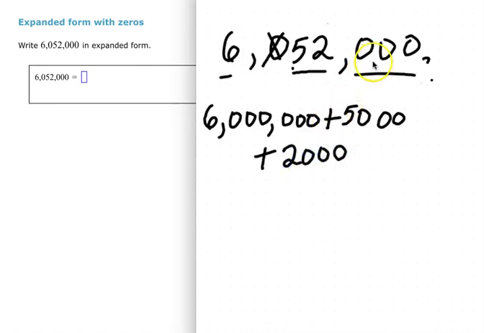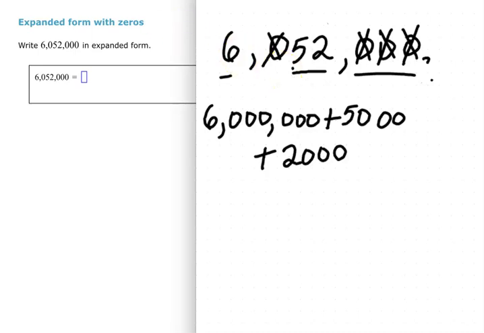Okay, so I don't have any hundreds. I don't have any tens. I don't have any ones. So it's 6 million, and then I have the 50,000 plus the 2,000. So in expanded form, that's what it will look like: 6 million plus 50,000 plus 2,000. And that will give you the number 6,052,000.